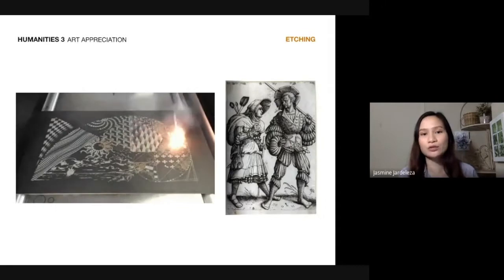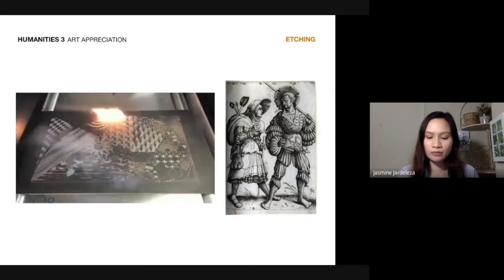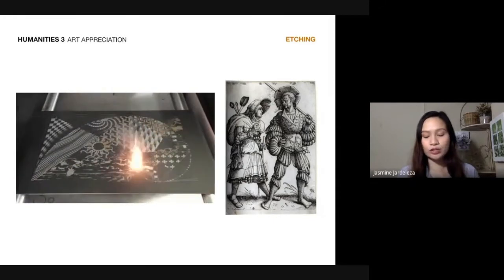Meanwhile, etching, also an example of graphic arts, is the process of producing drawings or designs on metal plates covered with wax. And then the needle penetrates the wax to the surface of the plate. And then the plate is dipped in acid, which eats the lines into the metal. For printing, etched lines are filled with ink, which is transferred to the paper.